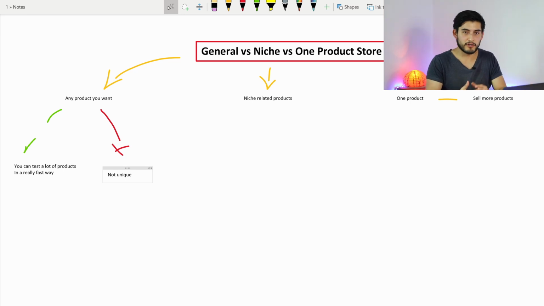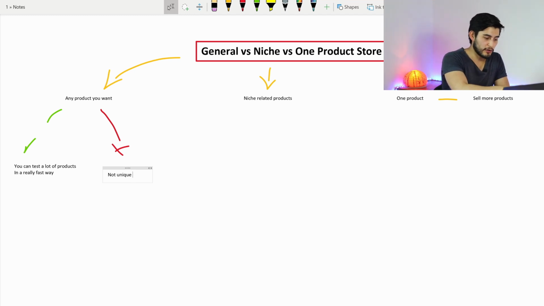And of course, there are general stores that are successful, like Amazon and Walmart and all of that, because those are companies that are general stores. But we are not trying to compete with Amazon or with Walmart. So that's why the easiest way to be competitive in this day and age is to create, for example, a one product store, because you are going to be super unique. But in a minute, I will tell you all of this. So the main disadvantage of this type of store is that your store is not going to be unique.